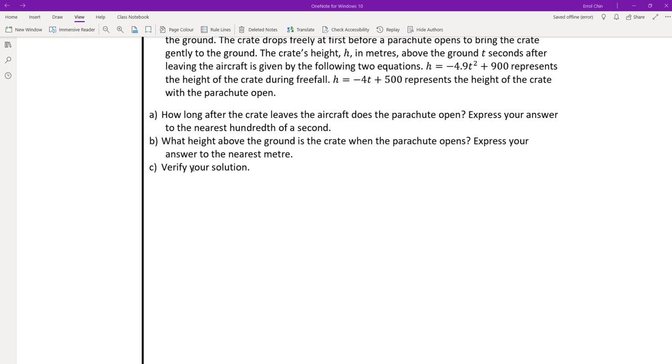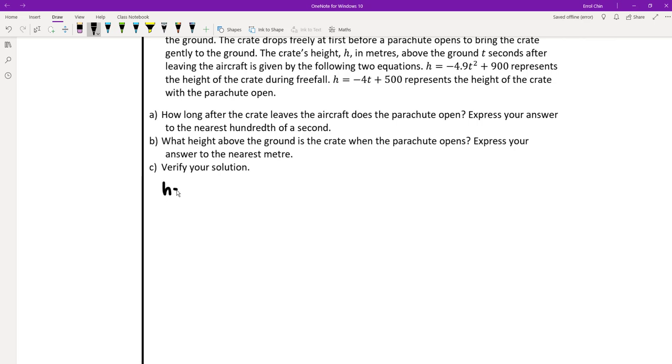It says here, how long after the crate leaves the aircraft does the parachute open? Express your answer to the nearest 100. And so the way we begin this is basically what happens is it's free fall and then all of a sudden it opens up. So what we're going to do is make those two heights equal.